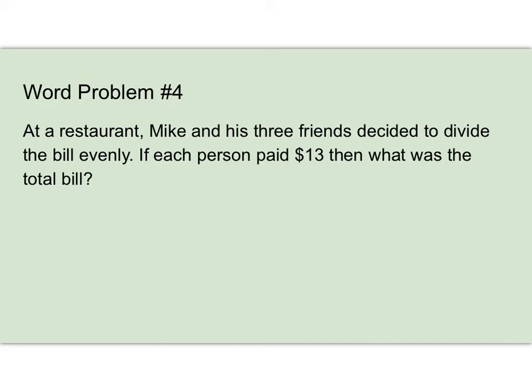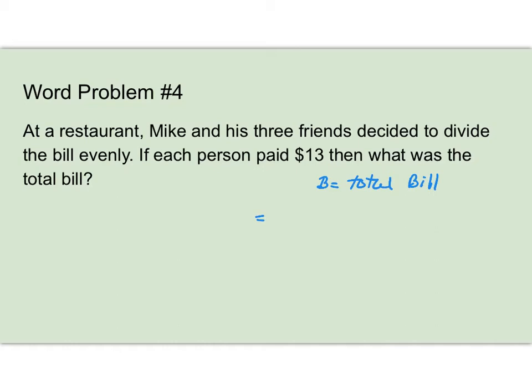Number 4, at a restaurant, Mike and his 3 friends decided to divide the bill evenly. If each person paid $13, then what was the total bill? So our unknown is the total bill. And we'll use the letter B for bill for our unknown.